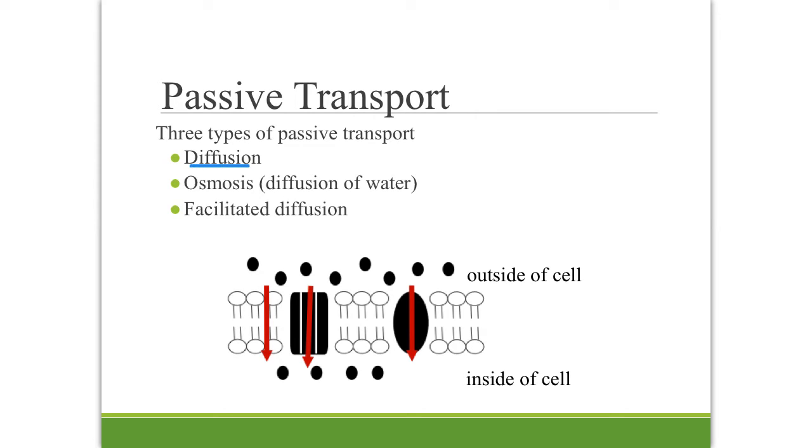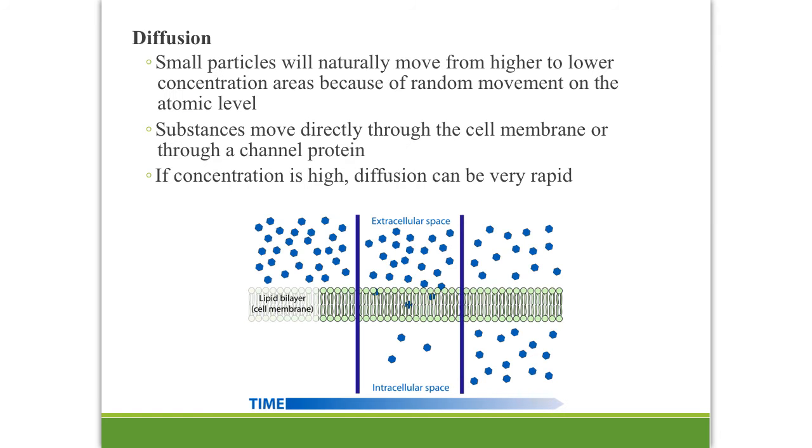There's diffusion, also just called simple diffusion, osmosis, which is diffusion of water, so it's specifically what's happening with water, and then facilitated diffusion. And so this illustration down here on the left, this arrow is showing us moving right through the lipid bilayer with diffusion. Here we have moving through a channel protein, which also can happen in diffusion, and then facilitated diffusion, we need to go through a carrier protein, which is what this oval shape represents on the right.